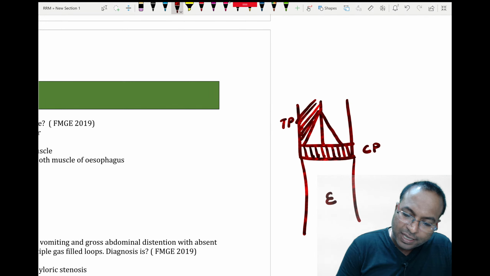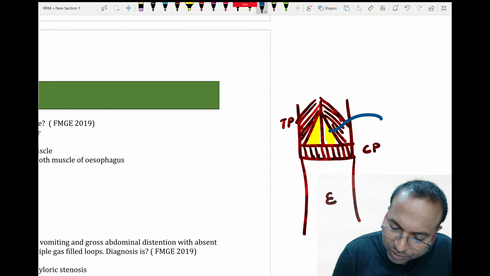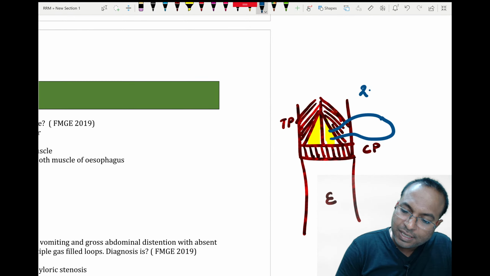Cricopharynx and thyropharynx are parts of the inferior constrictor muscle. This is one triangular defect, on the left. So herniation through this defect is known as Zenker diverticulum.